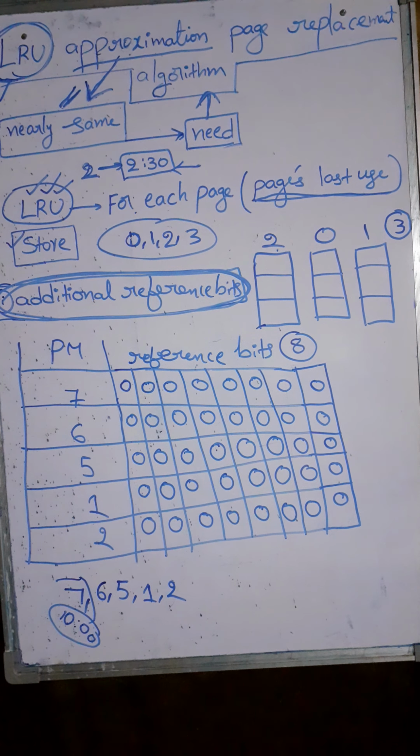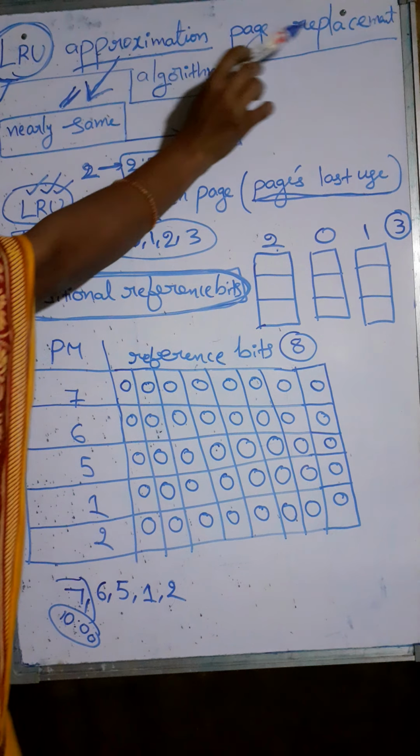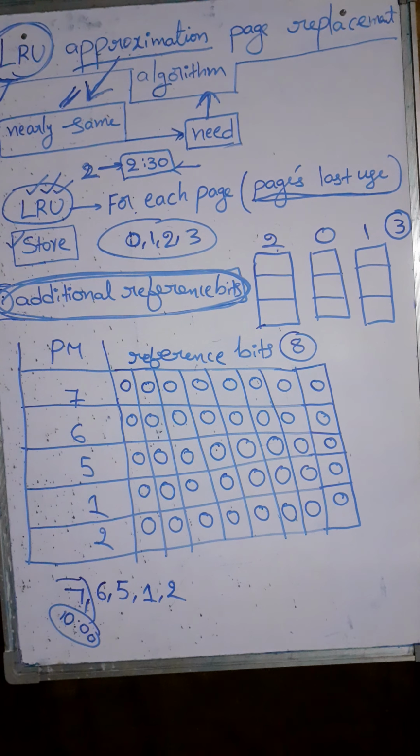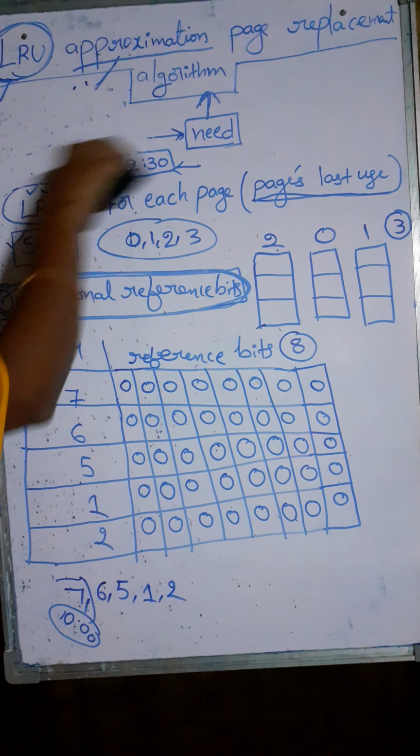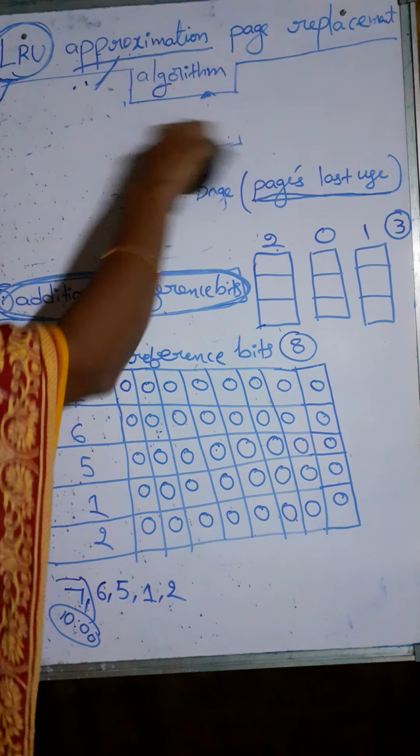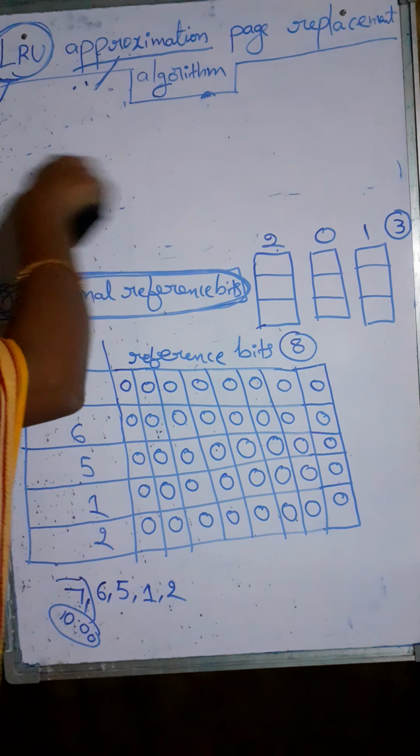So in that case, we use LRU approximation page replacement algorithm. That means these algorithms do not require any hardware support for LRU. I am explaining LRU approximation page replacement algorithm because these algorithms do not require any hardware support, but LRU requires the hardware support. Here approximation page replacement algorithms use reference bits. By using the reference bits, we can implement the LRU. So here we will use the reference bit concept.